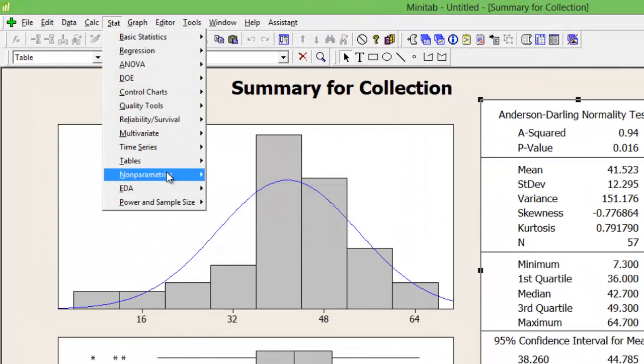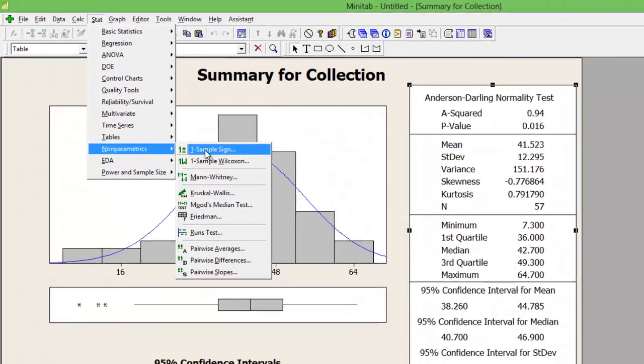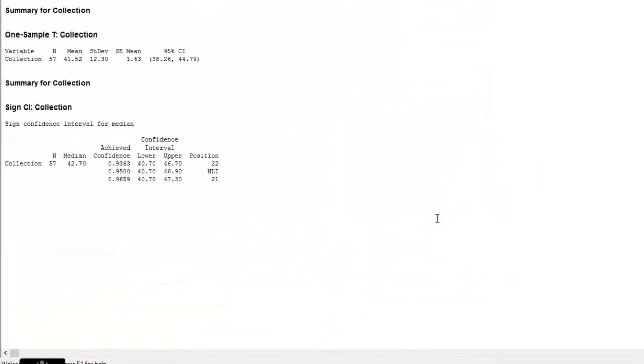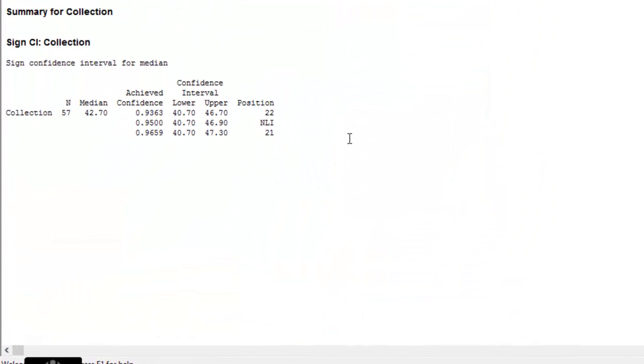In order to do a one sample sign test, the one sample sign test would lie in the non-parametric area. Double click on collections, don't choose the test median, press OK, and it gives you the lower bound and the upper bound.